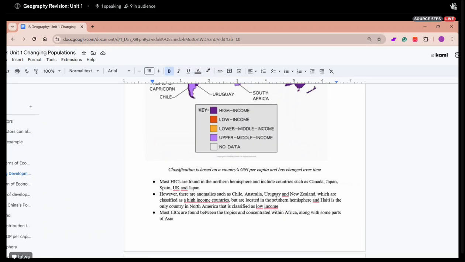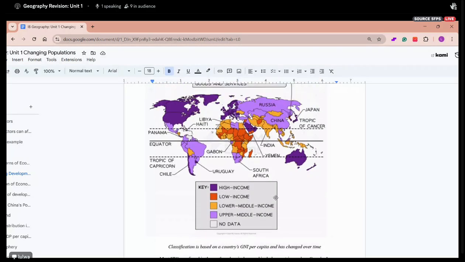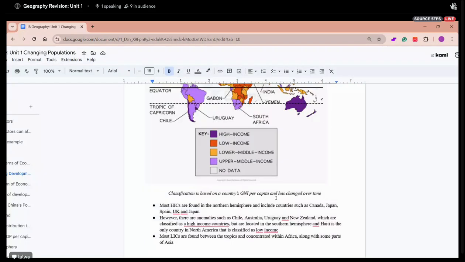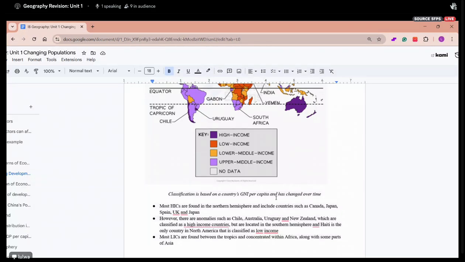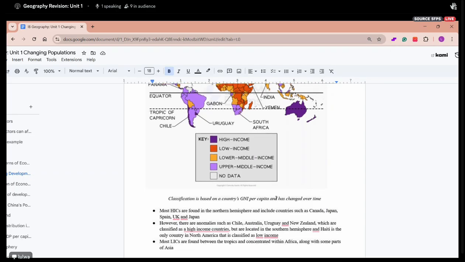Most HICs, as you can see, are found in the Northern Hemisphere, which includes Canada, USA, and Japan. However, there are anomalies such as Chile, Australia, Uruguay, and New Zealand, which are classified as high-income countries in the Southern Hemisphere. And most LICs are found between the tropics and concentrated within Africa and alongside some parts of Asia.